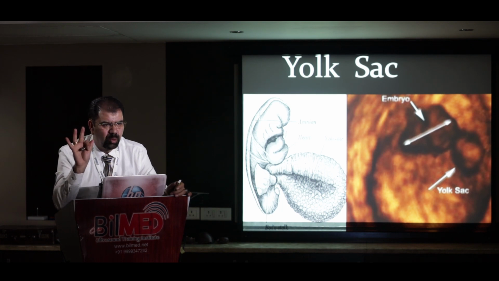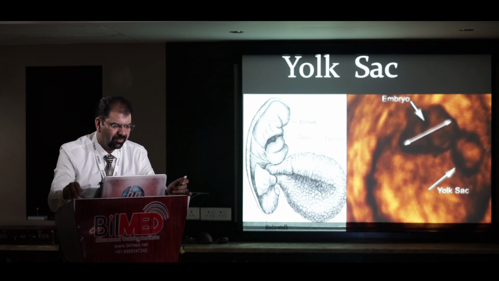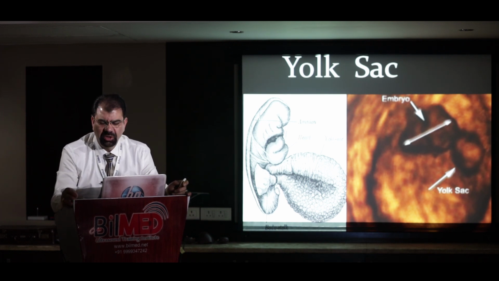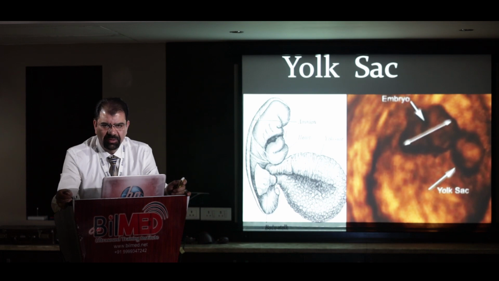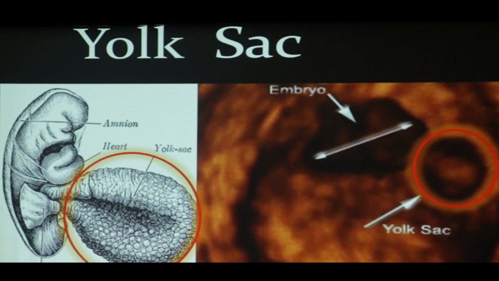Tiffin with contaminated food, tiffin with a lock on it, and tiffin with no food in it. So this yolk sac is a tiffin to the baby till the placenta takes on its function.